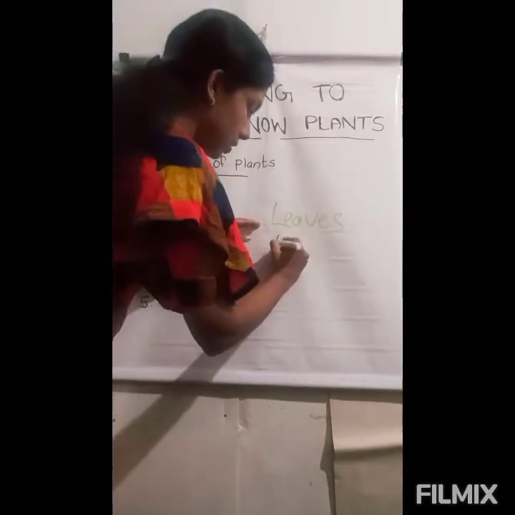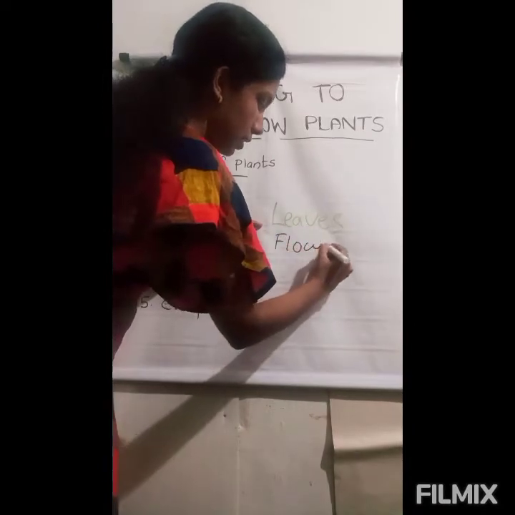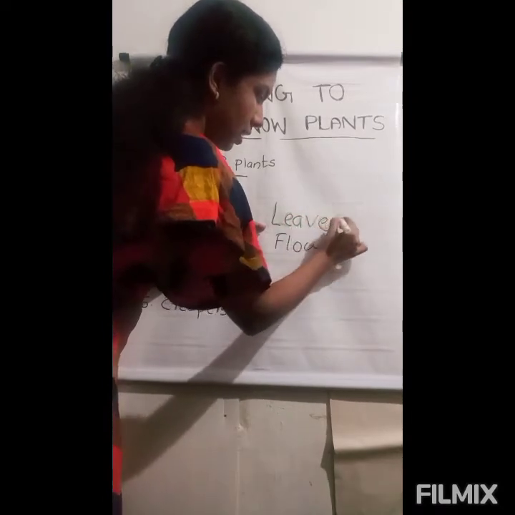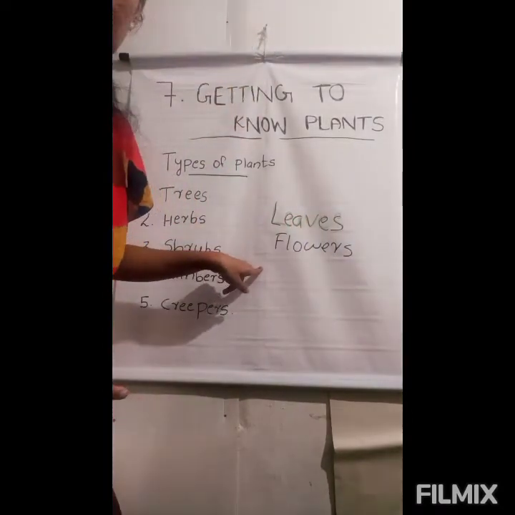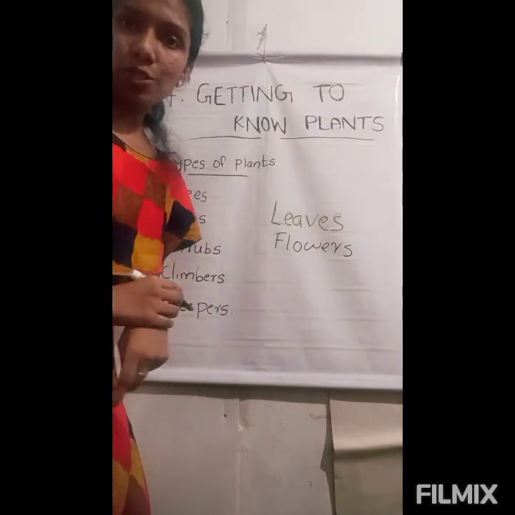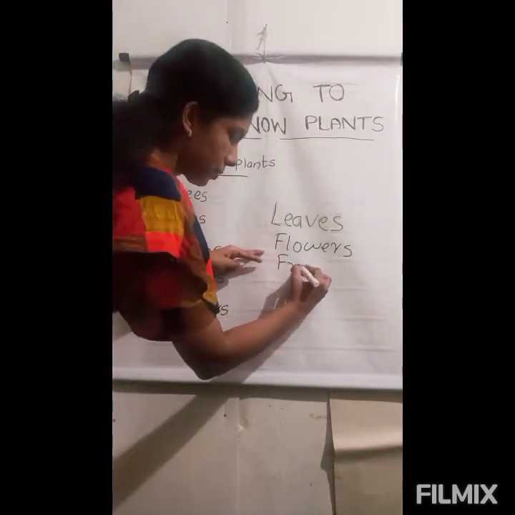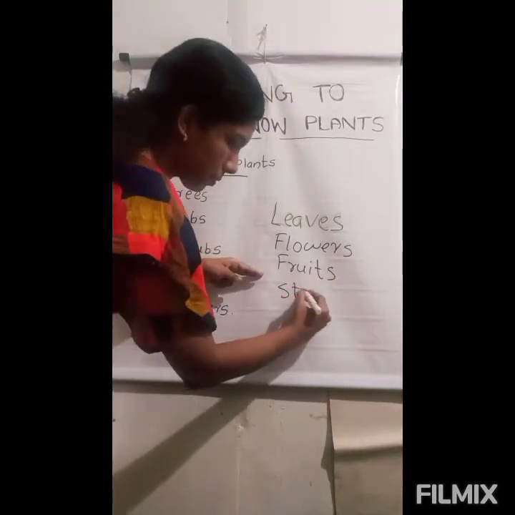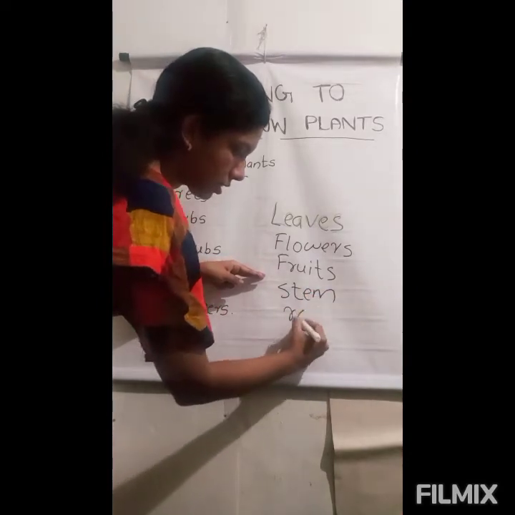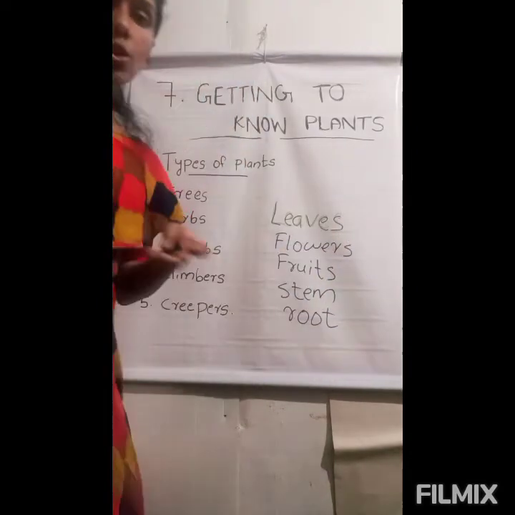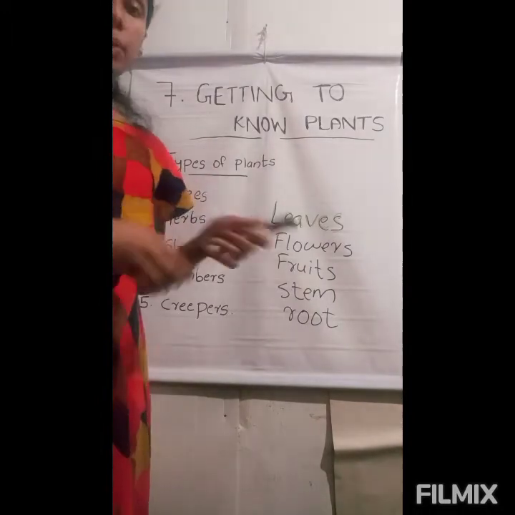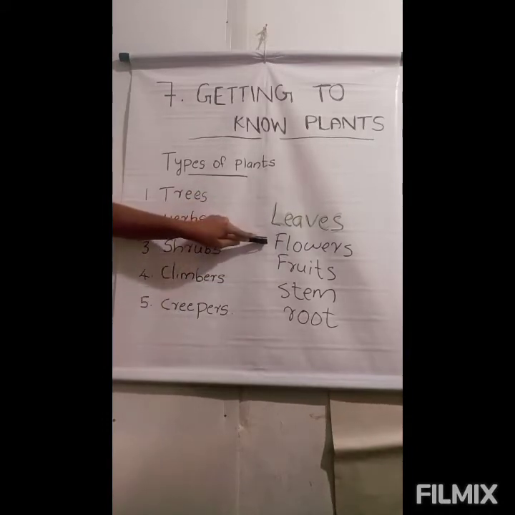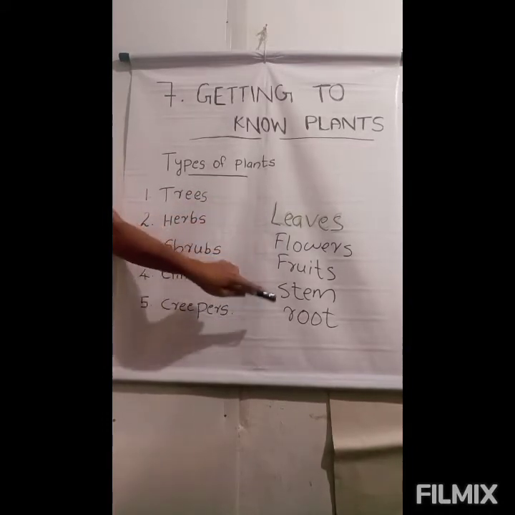Then flowers. Okay, you have been seeing flowers. Then what are the parts of a plant? Fruits. Yes, right. Fruits. Then stem. Then root. Okay, so you have seen various plants and you can see these parts in a plant, which are the leaves, flowers, fruits, stem, root.